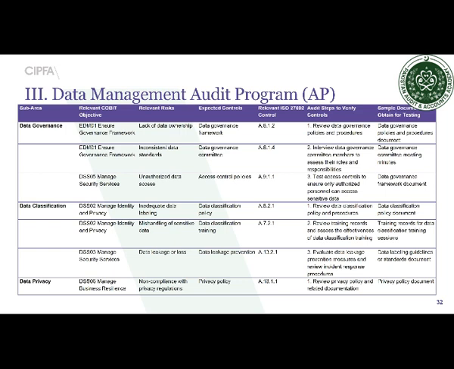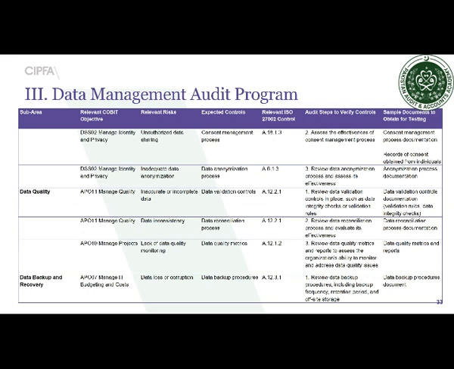Data privacy: non-compliance with privacy regulations. If there are regulations, then that's your risk. A privacy policy is your expected control, so you will review whether there is any privacy policy. You will verify if there is a privacy policy document. How do you manage unauthorized data sharing or unauthorized data access? Consent management process: assess the effectiveness of the consent management process.